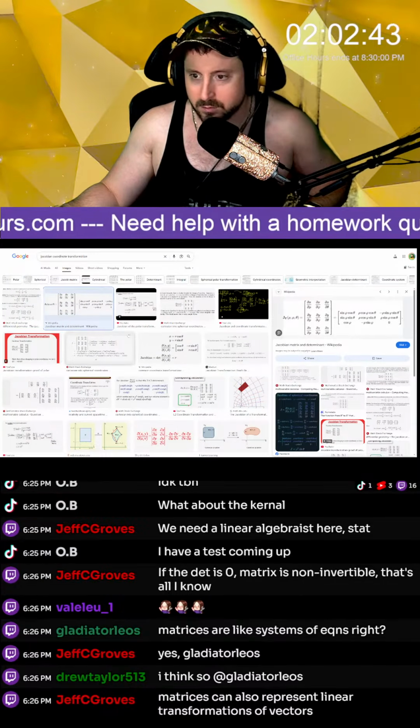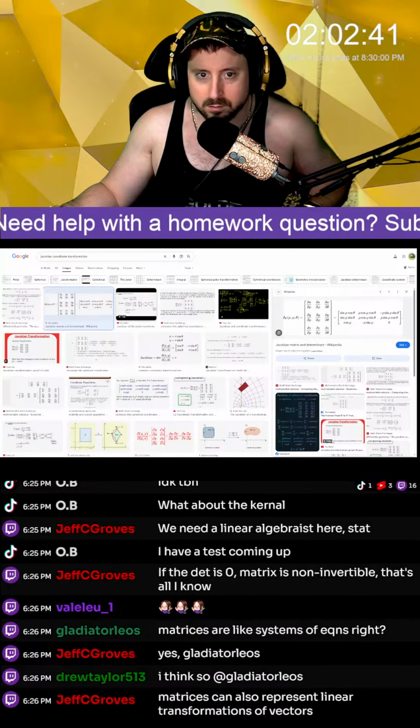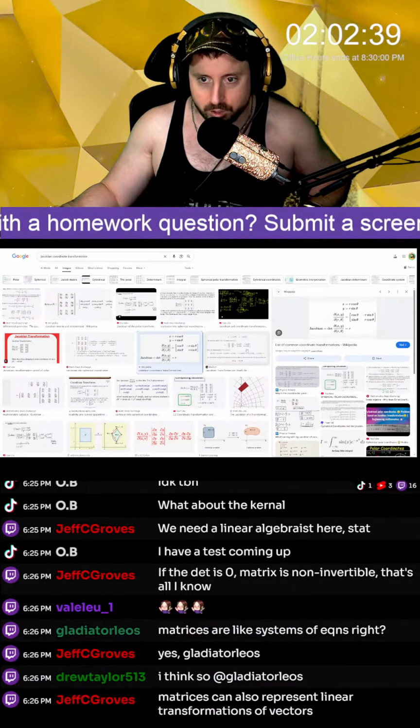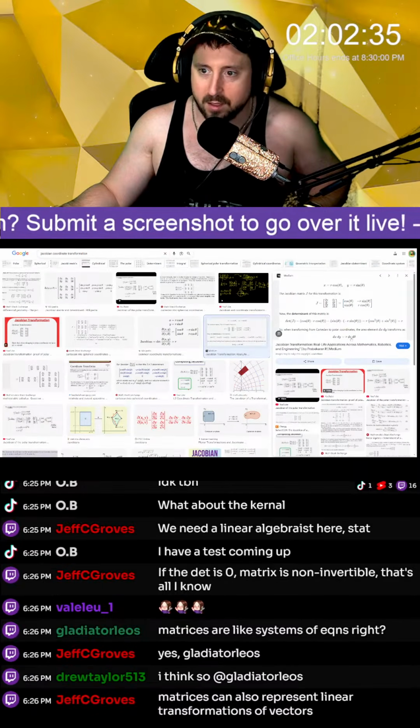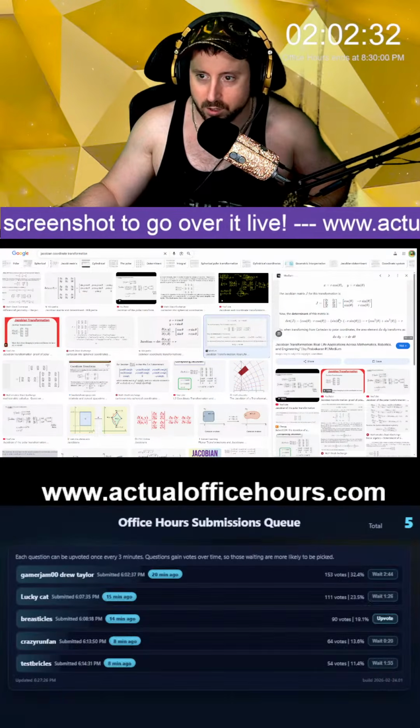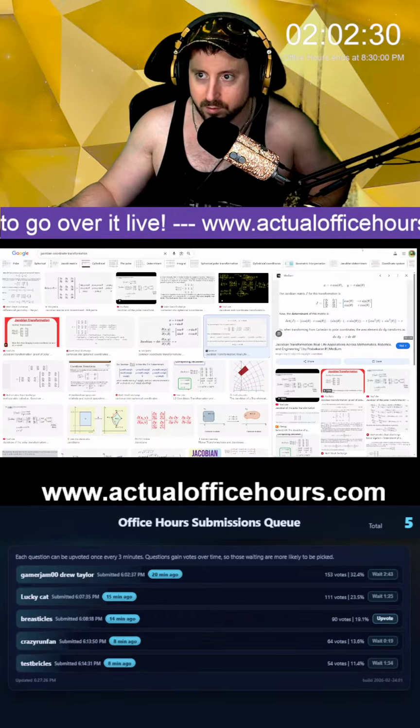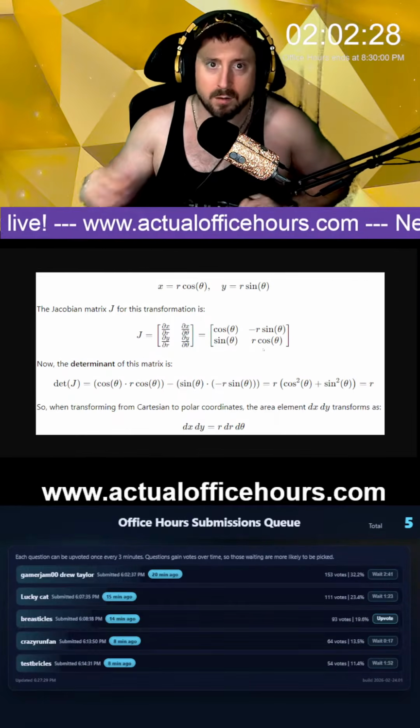Yeah, even sometimes we define our own, or we come up with our own coordinate transform system. Yeah, exactly. When dx dy goes to r dr d theta, I think that's an example of it. This is a cool one.